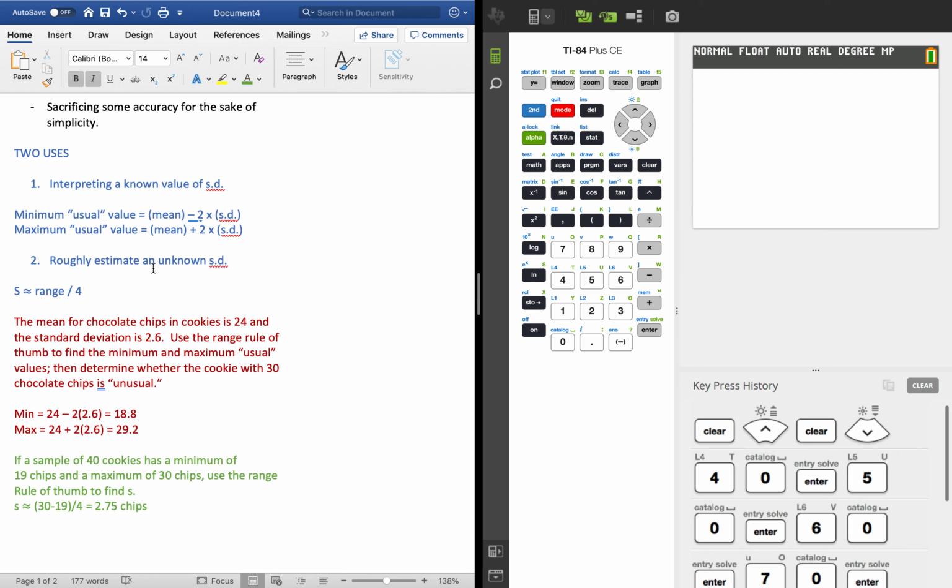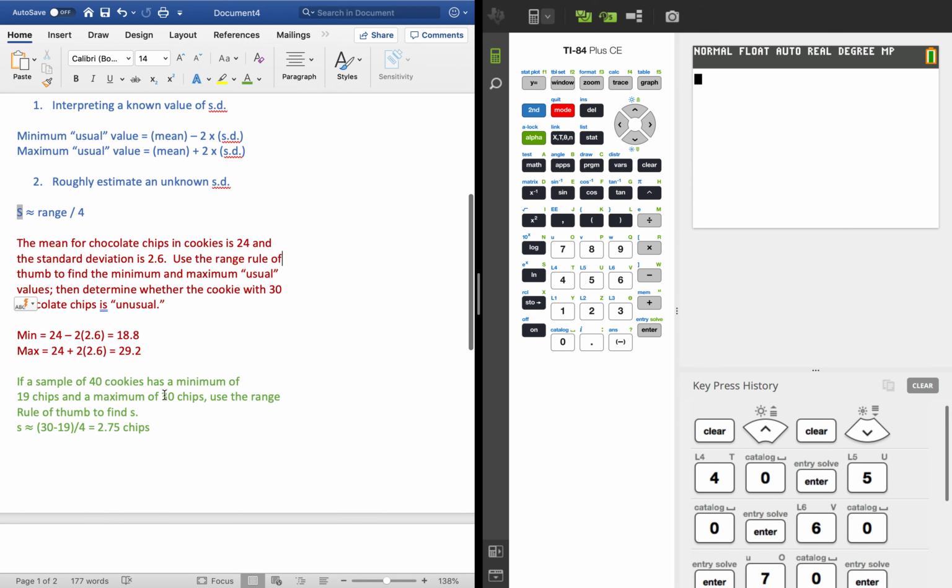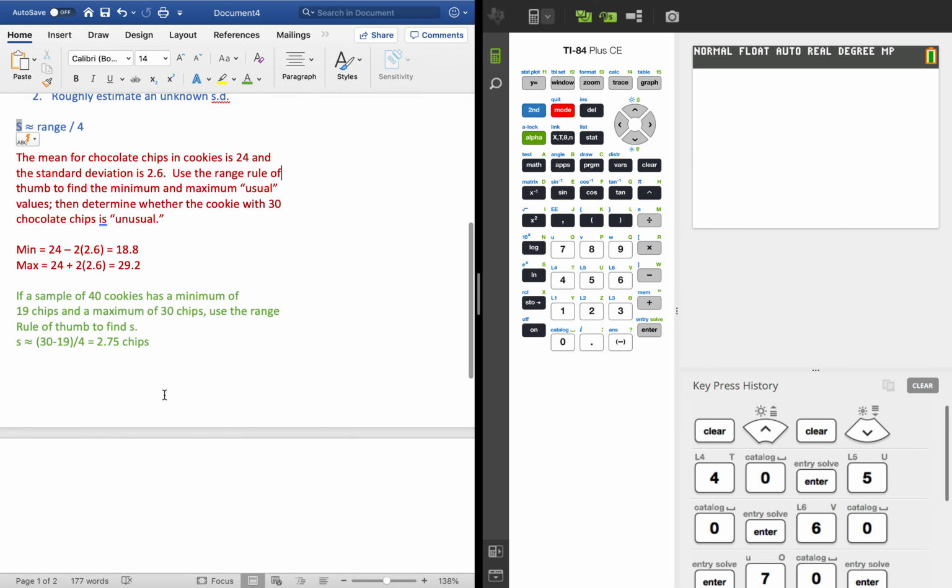Also, the other use is to give a rough estimate of an unknown standard deviation. And to do that, this is how simple it is. We're just going to do the range divided by 4. And that's it. So no big deal. Okay, let's look at a couple examples real quick.